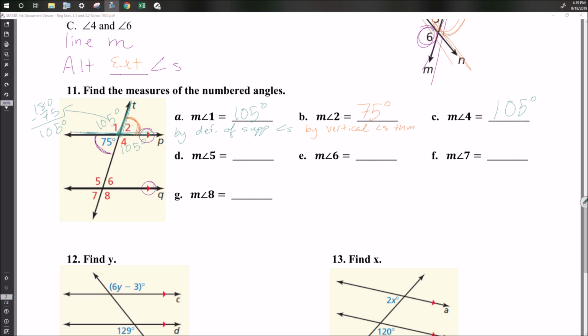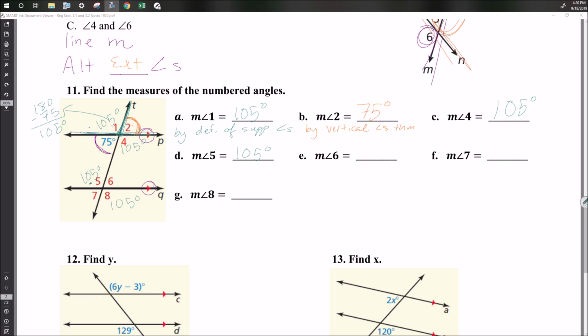And now we're going to find angle 5. Angle 5 and angle 1 are corresponding angles. And corresponding angles, if the lines are parallel, are going to be congruent. So that means angle 5 is also 105. If angle 5 is 105 degrees, then angle 8 is also 105 degrees, because those are vertical angles, and vertical angles are congruent.